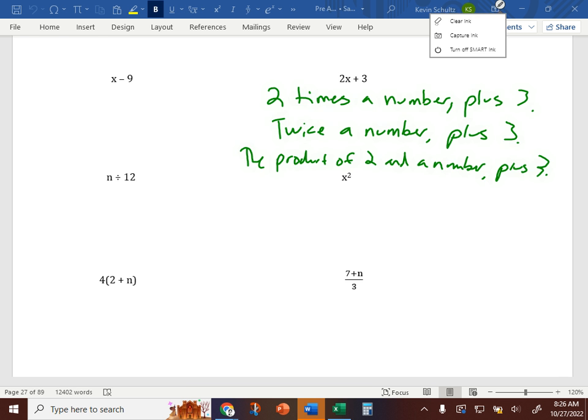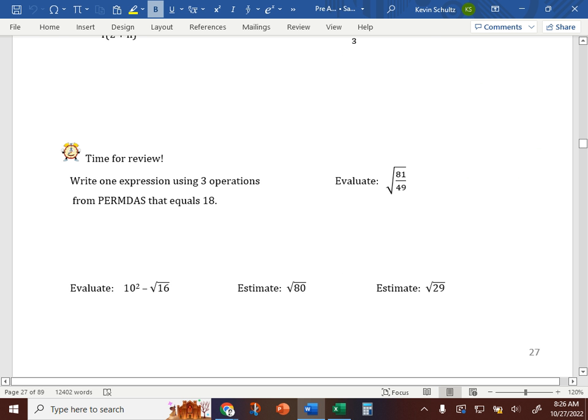And then at the very bottom, you've got some review here. It says write one expression using 3 operations from PEMDAS that equals 18. We go back to square roots, evaluate the square root of 81/49. You had one very similar to that on your test. And then some more evaluations with exponents and roots there. These two you need to estimate, back from CO12.